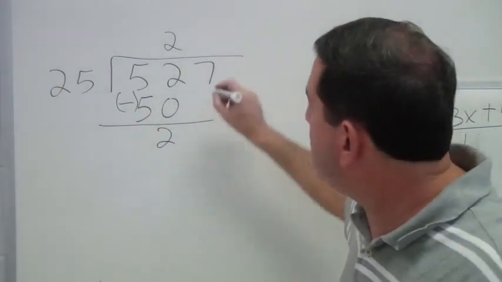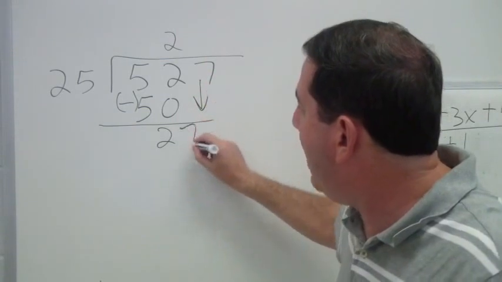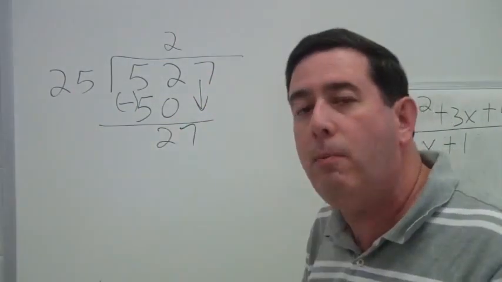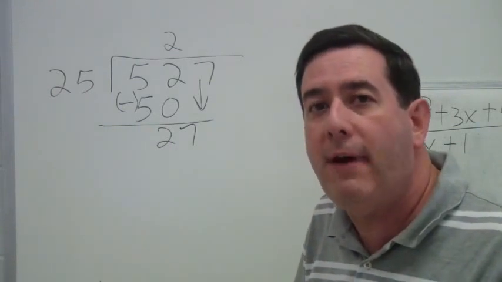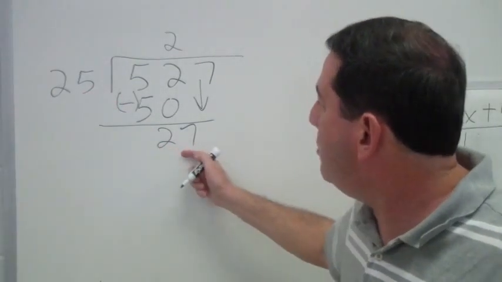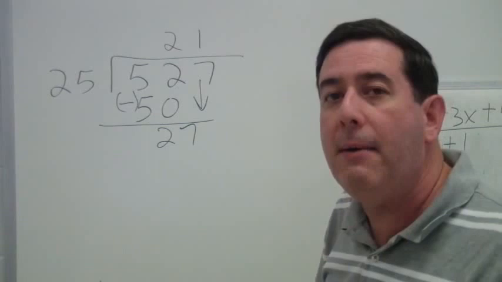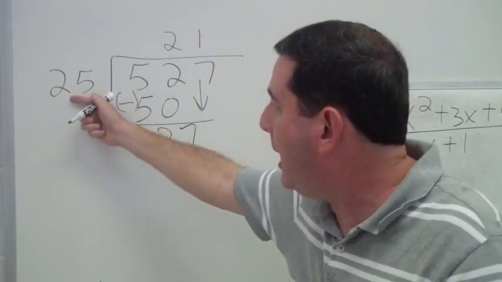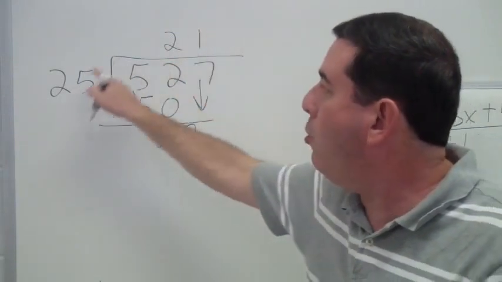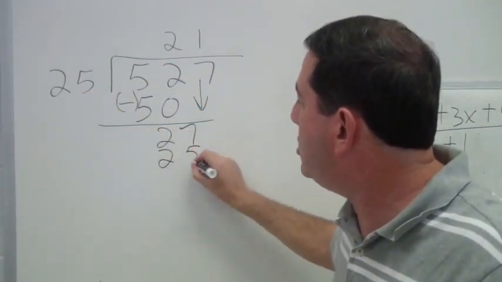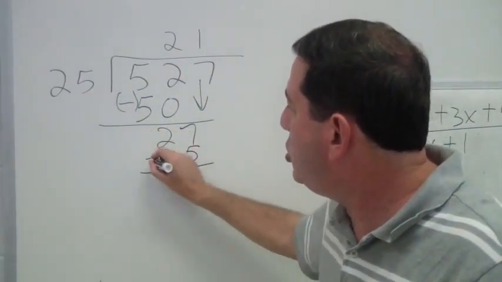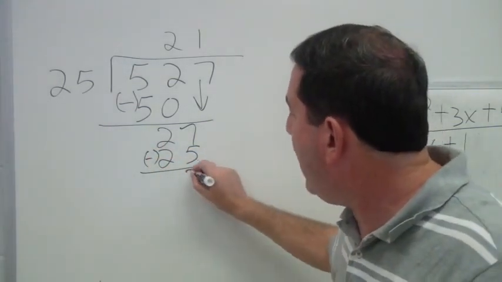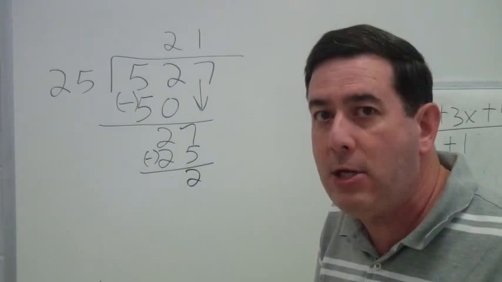Our next step is to bring the 7 down, and as long as what we've got here is at least as big as what we've got there, we can divide again. 25 goes into 27 one time. Anything that goes on the top now multiplies with our divisor. So 1 times 25 is 25. Let's change the sign again, and 27 minus 25 leaves 2 as a remainder.